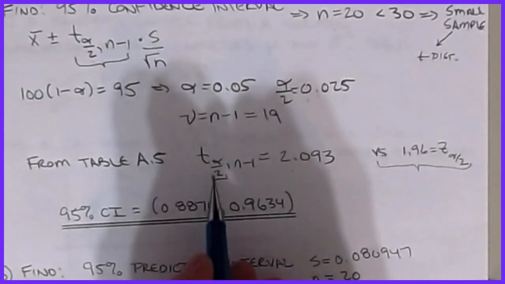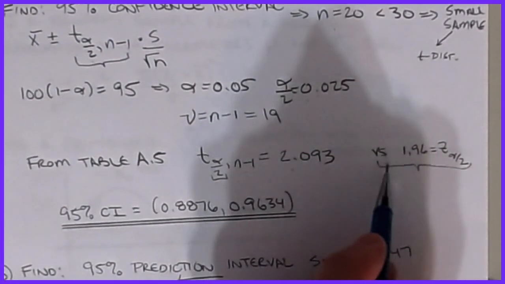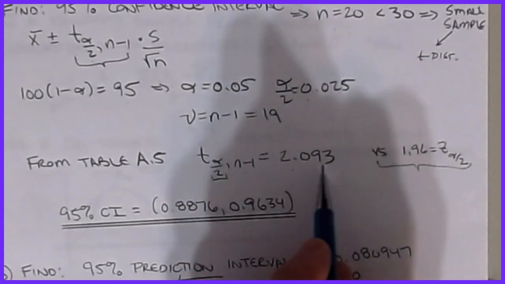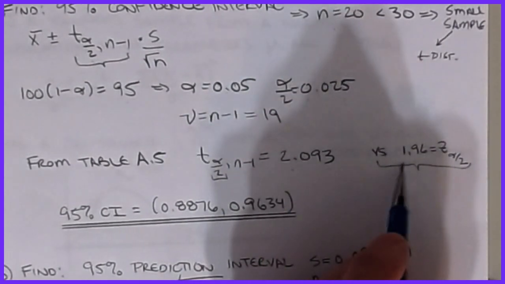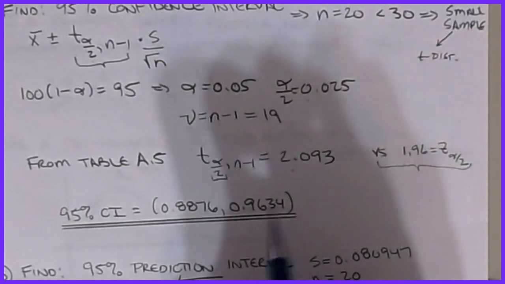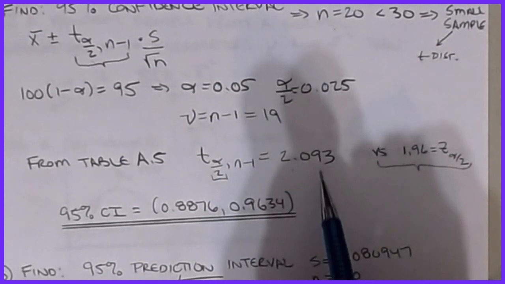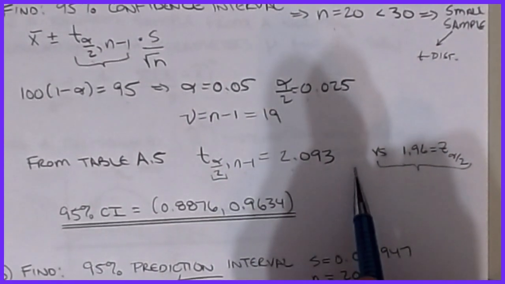By comparison, if this had been a normal distribution and a large sample, this statistic would have been 1.96. So you see it moved a little bit. It actually got a little bit wider. That t statistic is what sets the width on this thing. So we're about 5% higher on this. Maybe a little bit more than that, probably more like 6 or 7%.